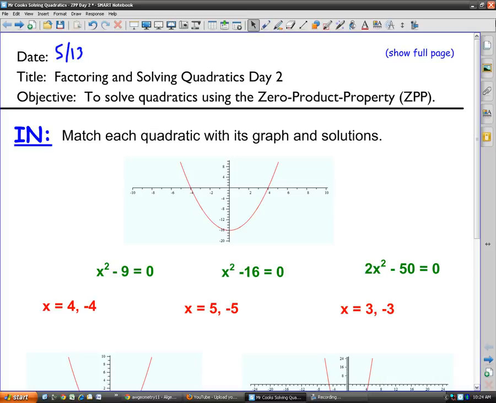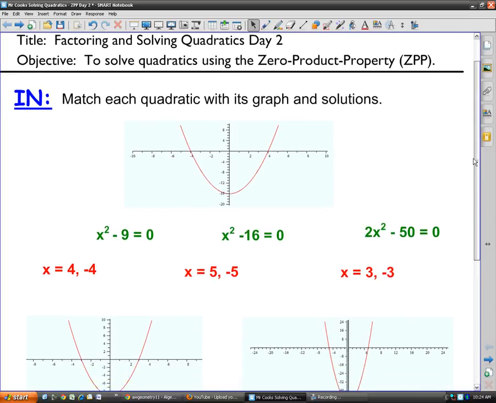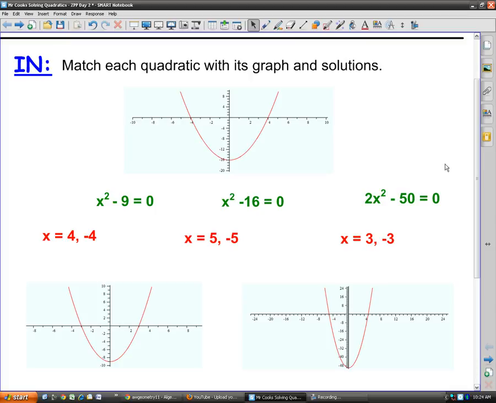Alright, so the first thing we're going to do is talk about matching quadratics. We're basically trying to put together all the factoring and all the multiplying that we have done, so that we can see what we're getting, and so the solutions. So we're trying to figure out solutions.